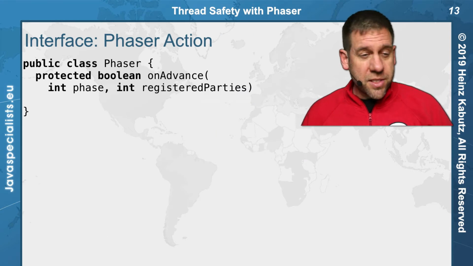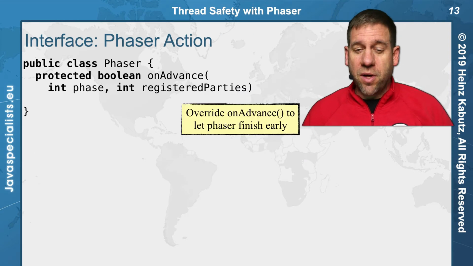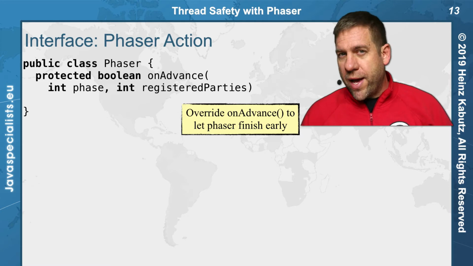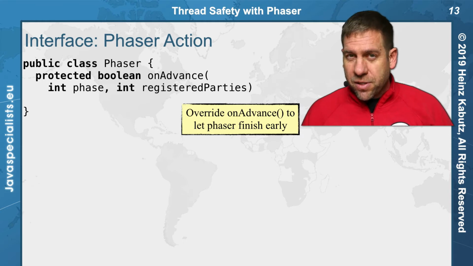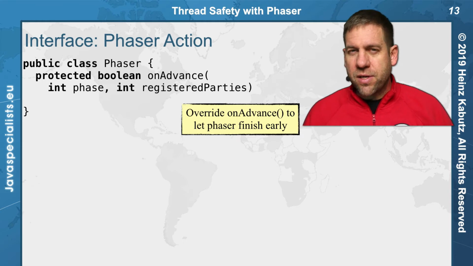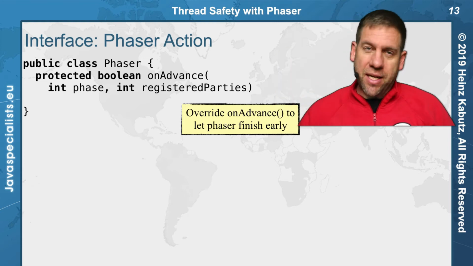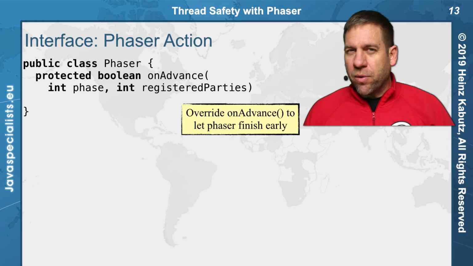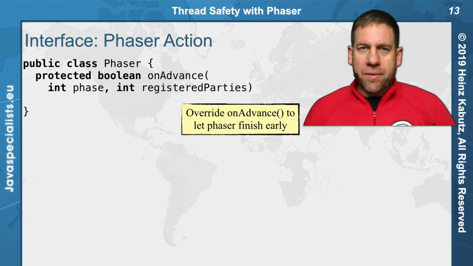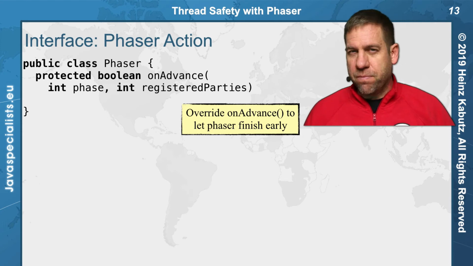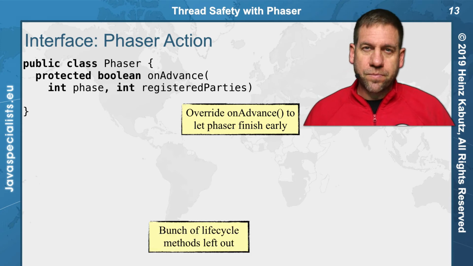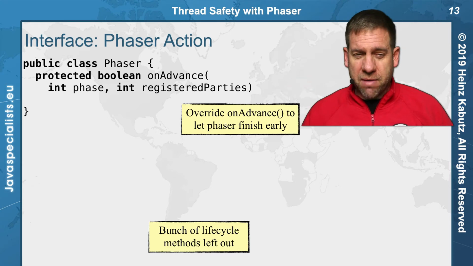And then lastly, we've got onAdvance, and this onAdvance we can override in order to decide if you want to, first of all, cancel the phaser, or terminate the phaser, or if we want to, for example, have an action that gets called, a bit like our runnable for the cyclic barrier. The one advantage of phaser is that it knows what phase it's in compared to the cyclic barrier. Now, a bunch of other lifecycle methods I've left out.